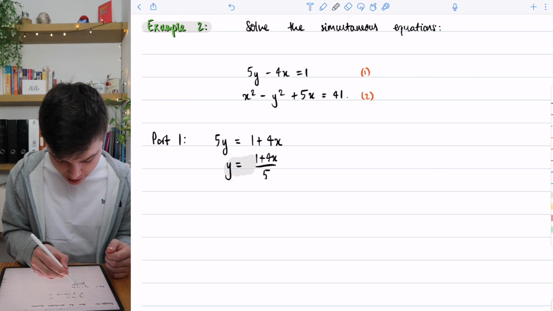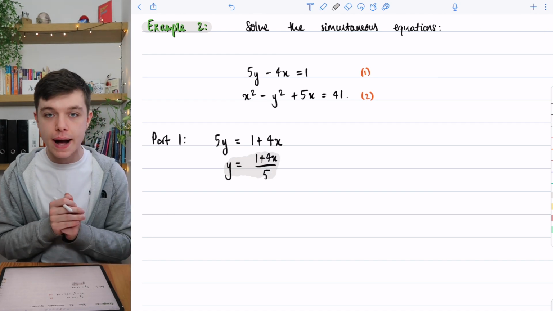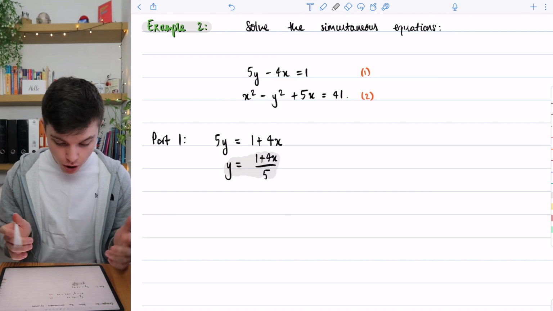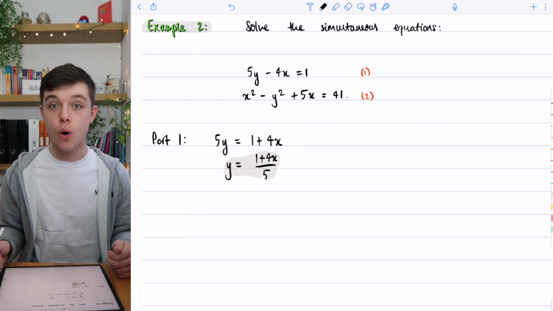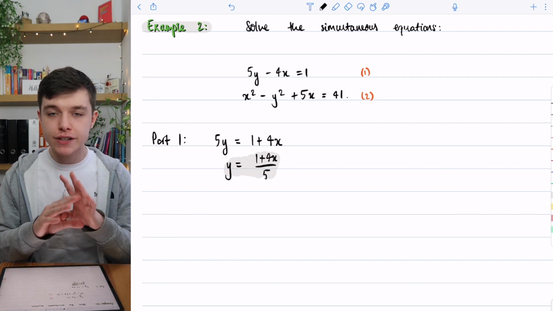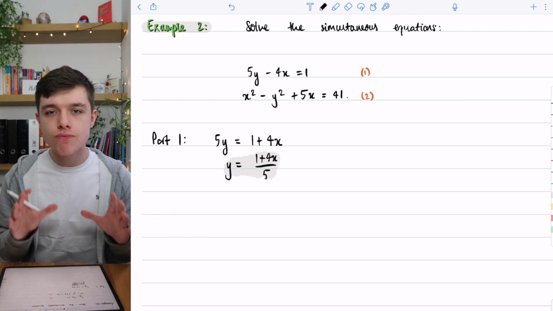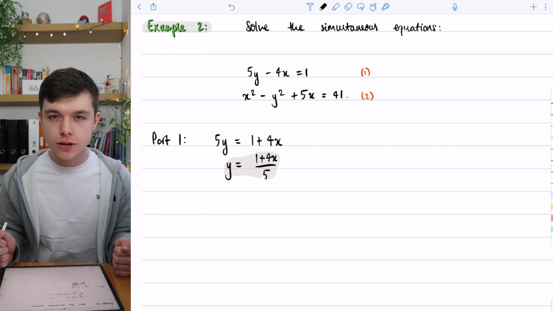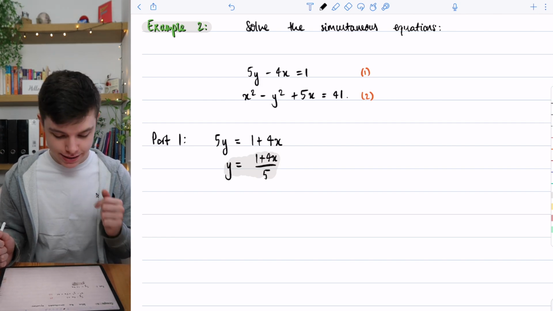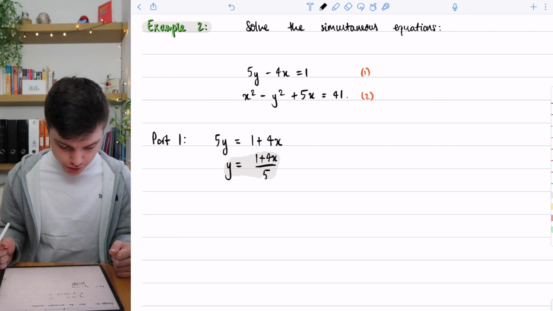And I'm just going to highlight that in grey because I'm going to keep hold of that, okay? So that was part 1. All we did was rearrange for x or y, and here we did y. If you rearrange for x, don't worry. As long as you get the right solution, that's all we really care about. As long as you get to the answer that you need is perfect. Okay, so we've done that.